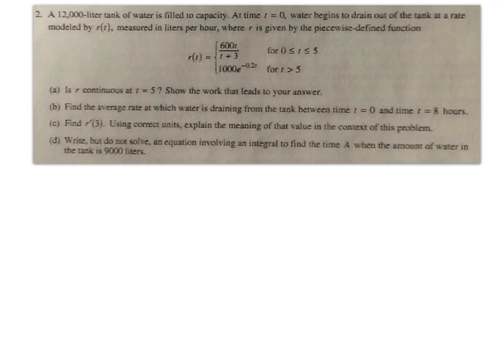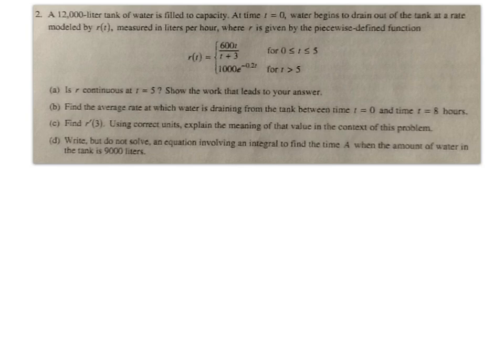Okay, so now we're going to do this first related rates problem together. It says a 12,000 liter tank of water is filled to capacity. At time t equals 0, water begins to drain out of the tank at a rate modeled by R of t, measured in liters per hour, where R is given by the piecewise defined function. R of t equals 600t divided by t plus 3 for 0 less than or equal to t less than or equal to 5, and 1000 e to the negative 2/10 t for t values greater than 5.